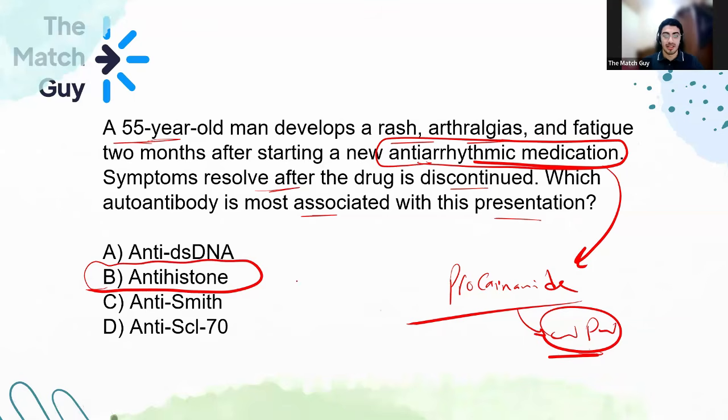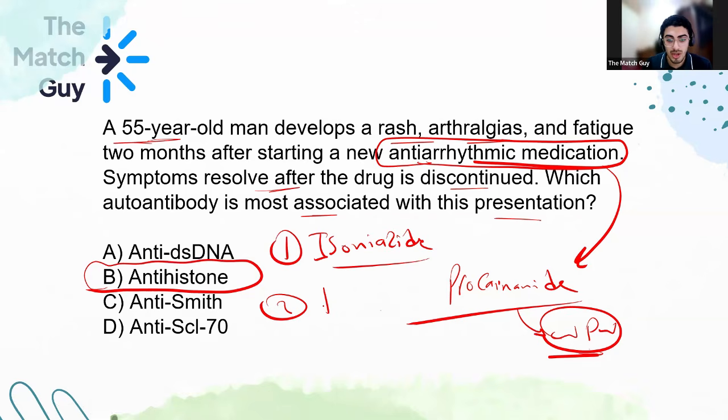Okay, nice. Now, what other medications can also cause drug-induced lupus? For example, isoniazid. You remember the TB medication that can cause vitamin B6 deficiency? It can also cause drug-induced lupus. Also, hydralazine, which can cause arteriodilation. That's why it can be given in patients with hypertension, especially if the patient is pregnant, okay? Also, sulfa medications can cause drug-induced lupus.